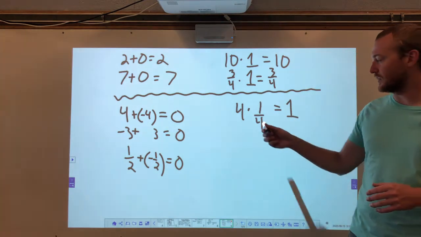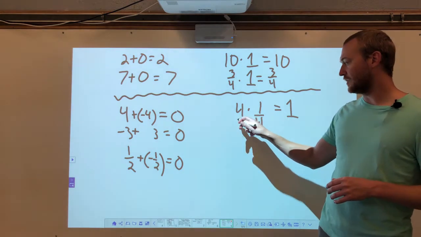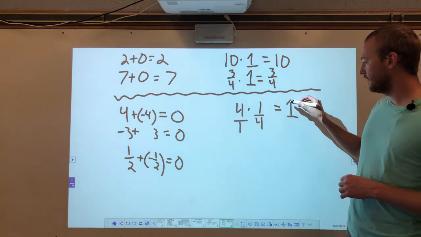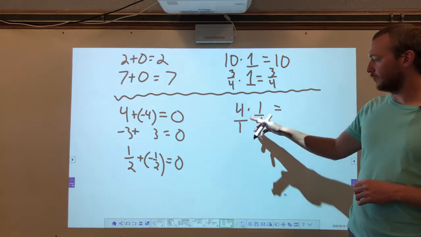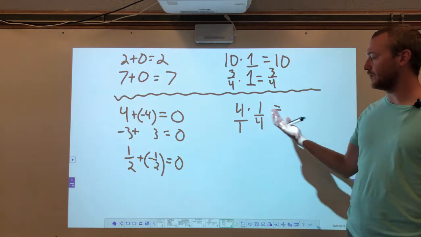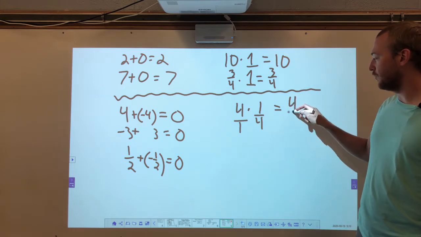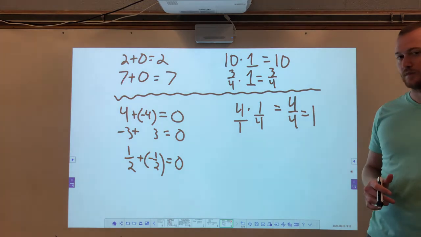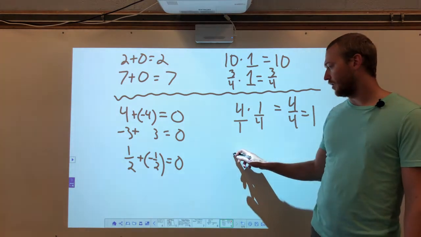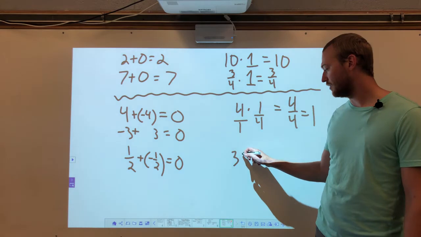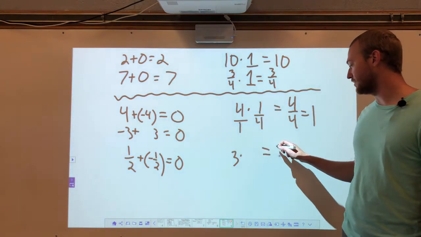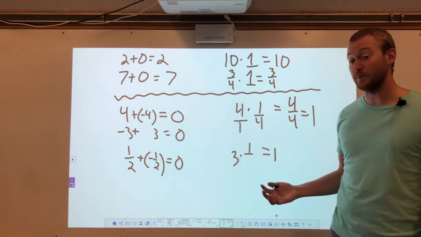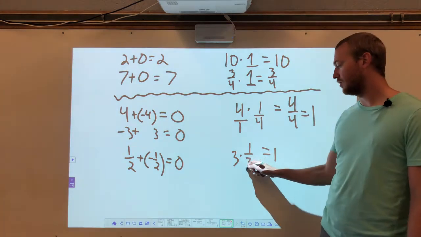And again, if you want to stop and think about it, you can think about 4 as just 4 over 1, right? 4 over 1 times 1 over 4. If we multiply across, you get 4 over 4, which is just 1. If I have 3 times what number is going to give me 1? Well, it's going to be 3 times its reciprocal, 1/3.